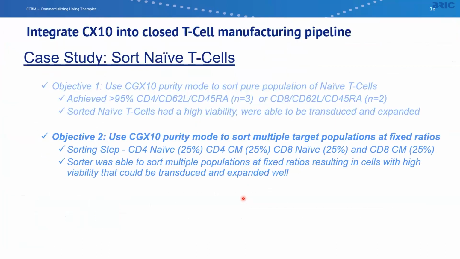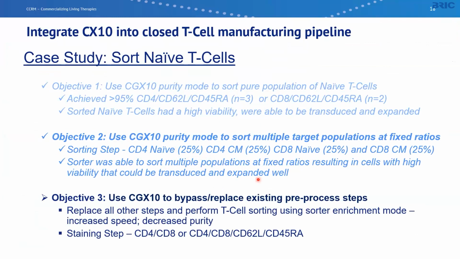So in conclusion of this second objective, the use of CGX10 purity mode to sort multiple target populations at a fixed ratio, we could really demonstrate the ability to sort multiple populations at the fixed ratio of 25%, resulting in cells with high viability, high purity, and that could be transduced and expanded very well.